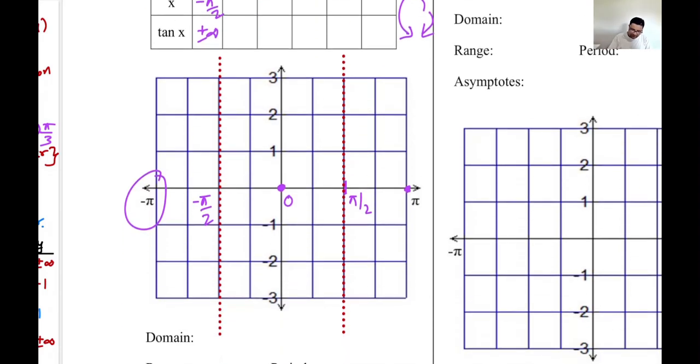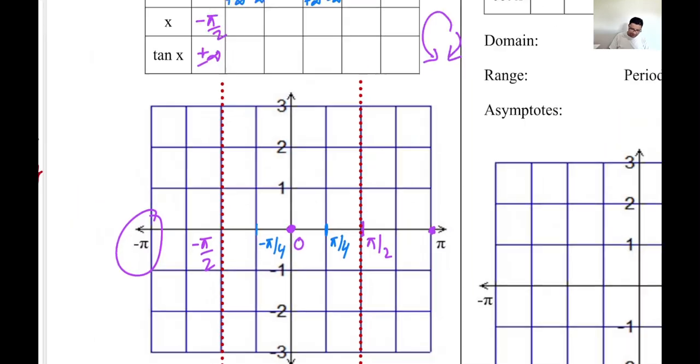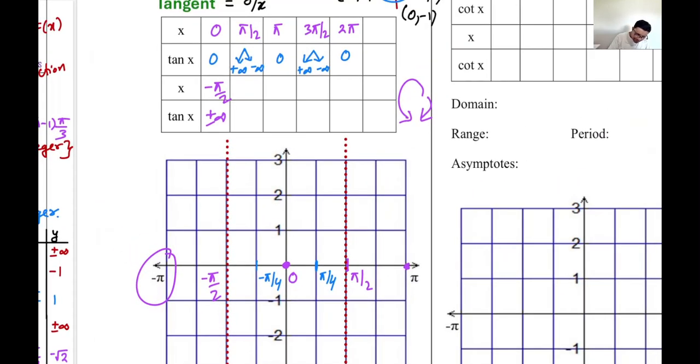Some more information, where will I get? Let me try half of pi over 2. It's pi over 4. And then I can also look at negative pi over 4. Okay, let us do that. At pi over 4, 45 degrees, tan 45 is 1, y over x, 45 degrees, equal.